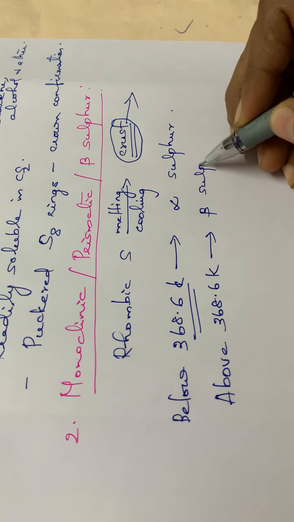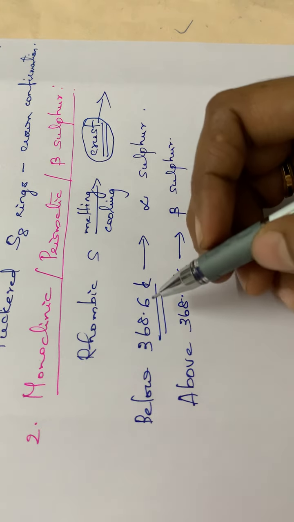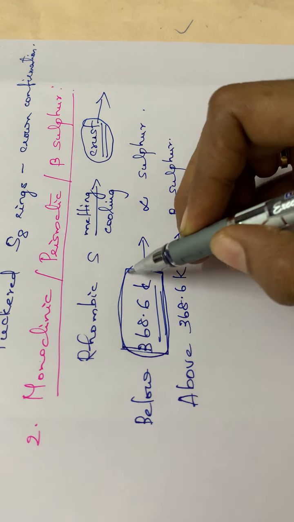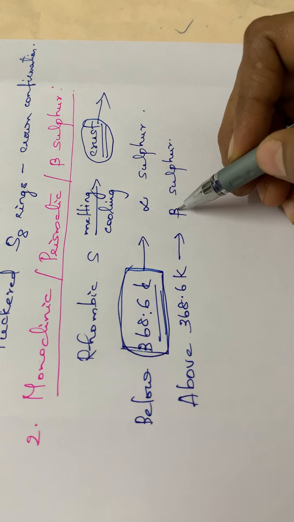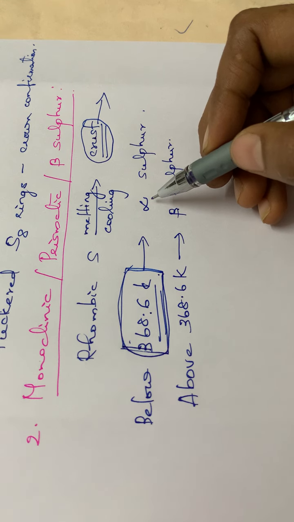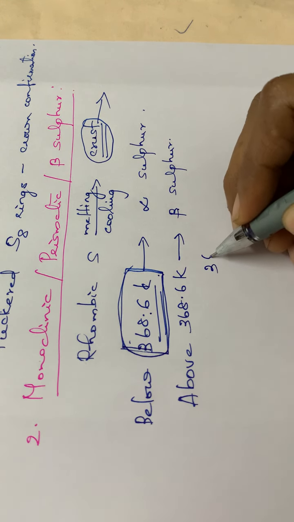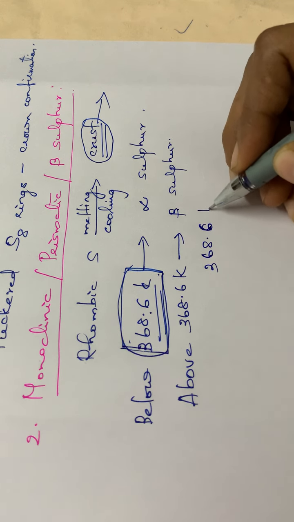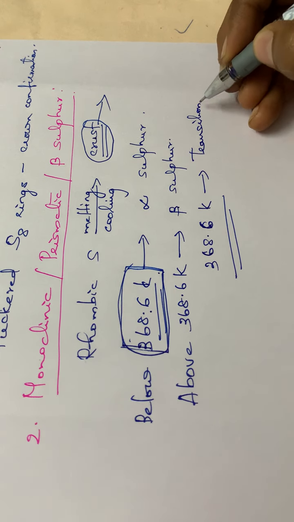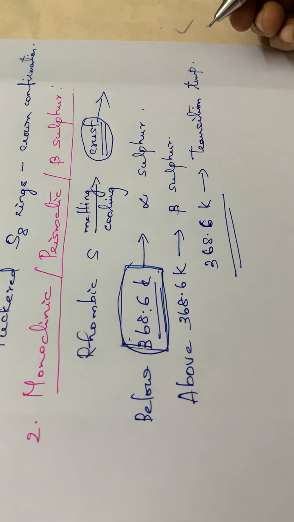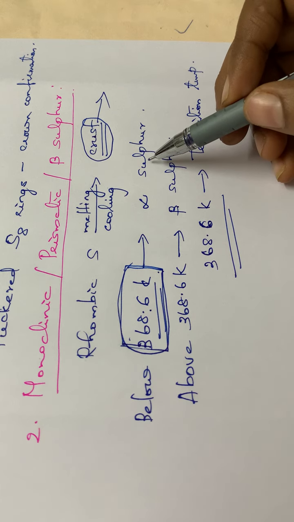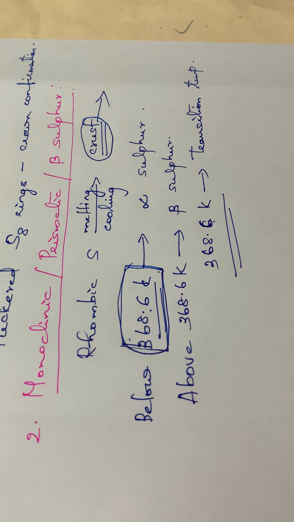It will be converting to beta sulfur. That means there is a transition stage at this particular temperature, isn't it? Above this temperature, it will be converting to beta sulfur, and below 368.6 it is converting to alpha sulfur. So we can say that 368.6 Kelvin is the transition temperature for alpha sulfur as well as beta sulfur. Below this temperature it is alpha sulfur, and above this temperature it is beta sulfur.